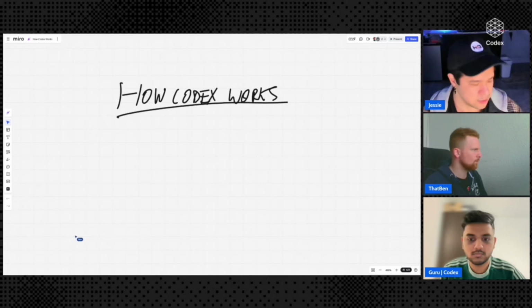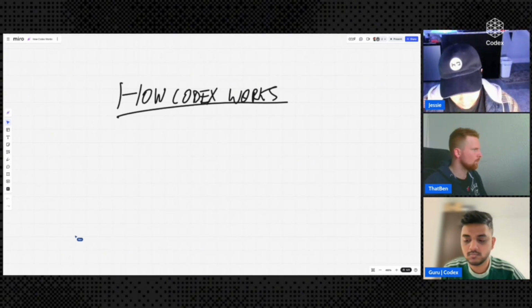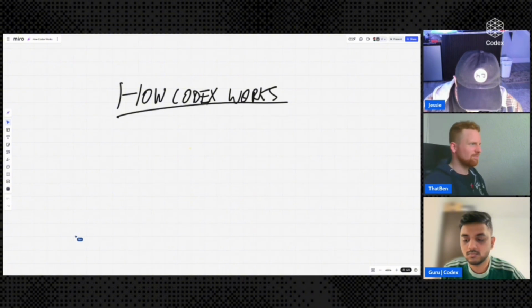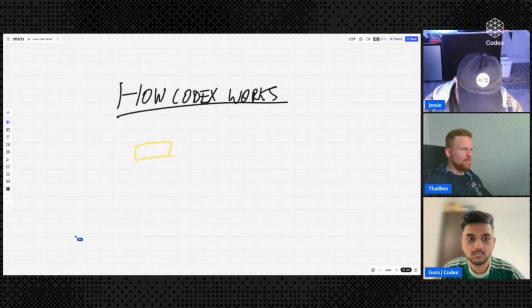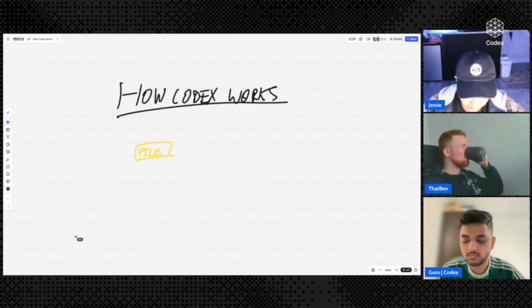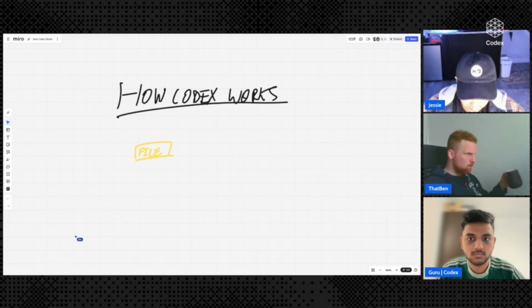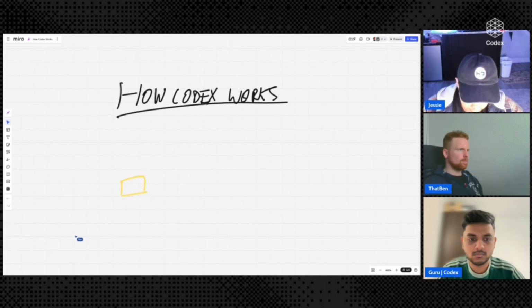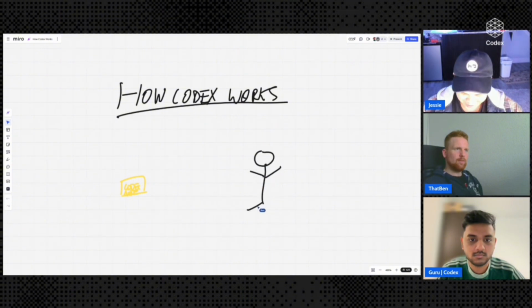All right. So first, we begin with a file. I'm just going to draw the file that we're starting with. I'll make it yellow. So we start with a file. Actually, let's start with the agents. Let's do that instead. Let's talk about everything. So we have the Codex node, and we have a person.